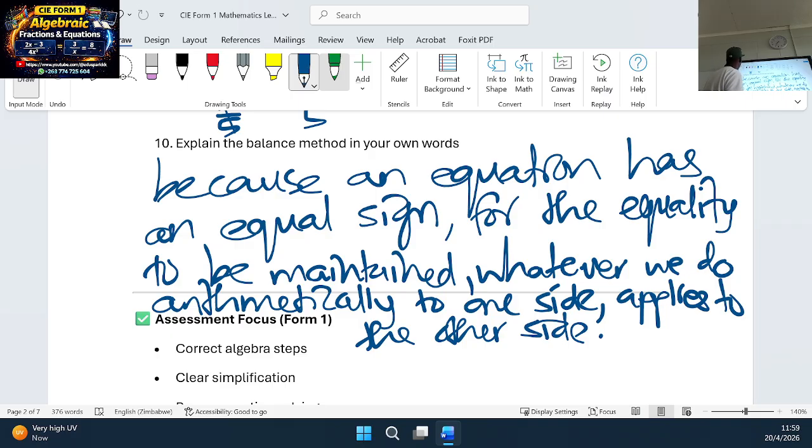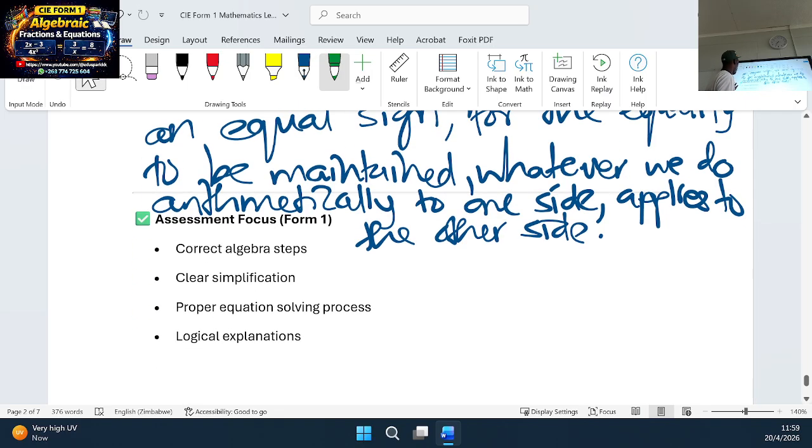Now, things to note as we progress with our studies, we need to be able to follow correct algebra steps, also clear simplifications, proper equation solving process, logical explanations. I think that's it, folks, for algebraic fractions, equations, and the expressions.